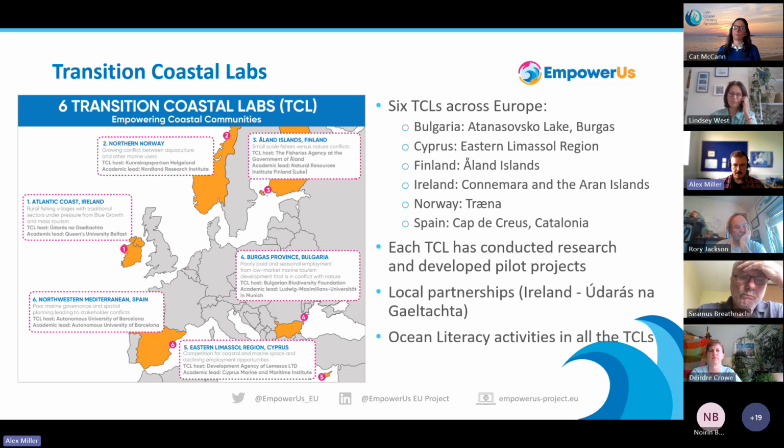But for today's purposes, we're specifically interested in the ocean literacy dimension of the work packages. As part of the project, when they were designing it, they wanted to embed ocean literacy as a core principle because we're working with coastal communities. And so each transitional coastal lab was required to look at ocean literacy and think about how we can engage with the local communities in a productive way and create these ocean literacy activities. And so that was where the initial idea of a marine identity focused workshop came about.